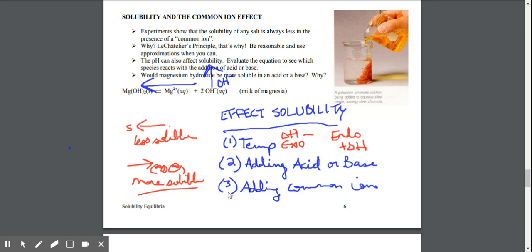The next thing is adding a common ion. So what I see here, if a base is added to a base that's already there, that's kind of like the common ion effect. All right, so common ion, what does it do?